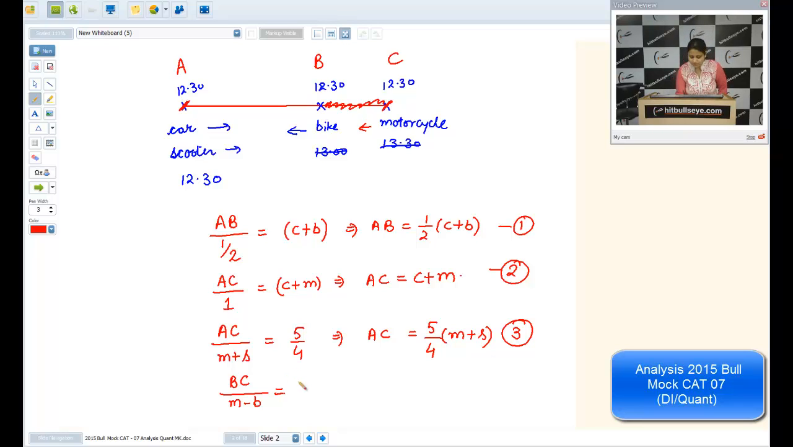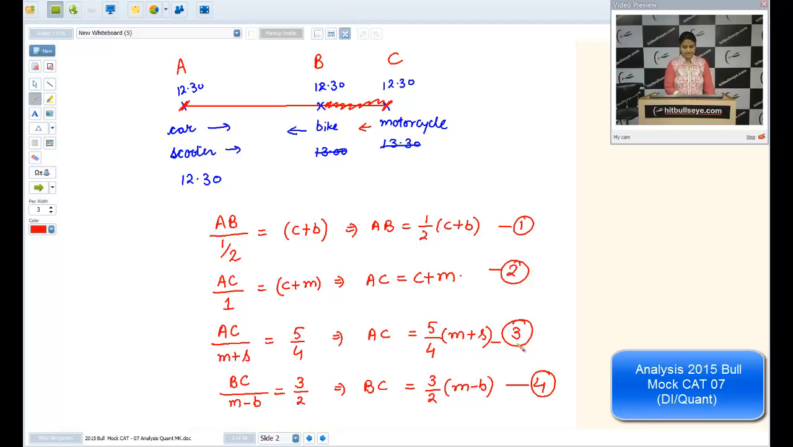It means what is the time? That will be 1.5 hours complete, that will be 3 by 2. So what is BC? It will be 3 by 2 of M minus B. That is the fourth equation. Now by putting values you can convert. See, there are 4 variables and 4 equations.